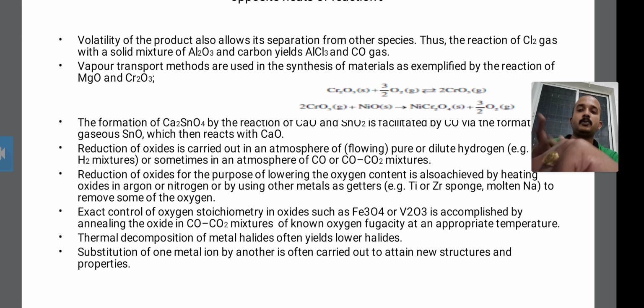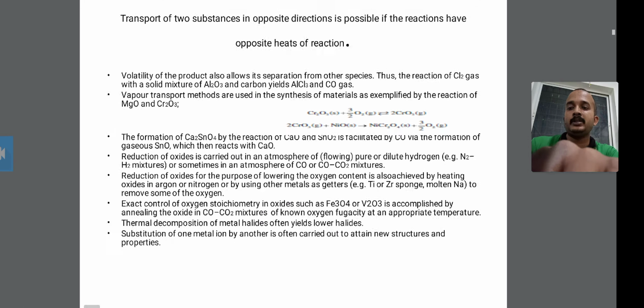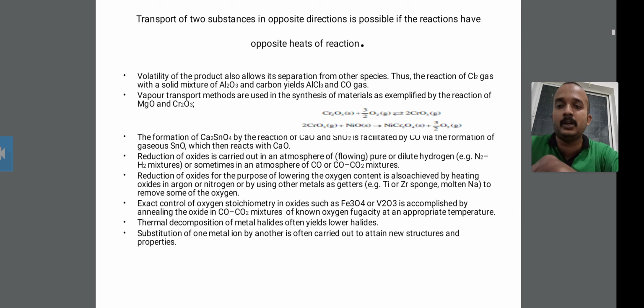Look at this reaction, about Cr2O3. Cr2O3 solid plus 3/2 O2 gives 2 CrO3 gas. This reaction says that solid Cr2O3 in the presence of 3/2 O2 gas forms 2 CrO3 gas. Then the second reaction says that 2 CrO3 gas with NiO solid gives nickel chromate, NiCr2O4. This product is formed.